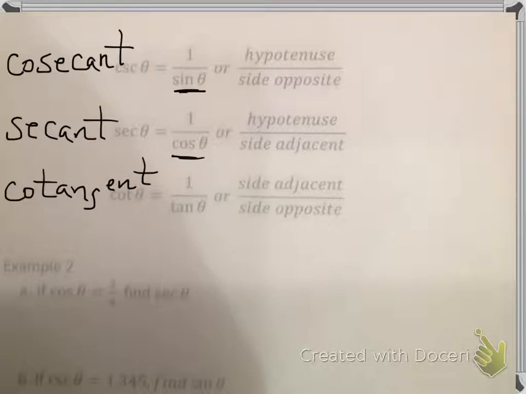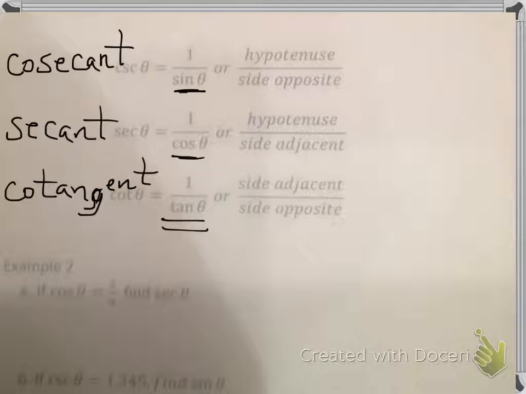Cotangent. I'm sorry, writing with a stylus is difficult, so I apologize for the messiness. They are the reciprocal. That means they are the flip of the other trig function. One easy way to remember this is sine starts with S, and cosecant starts with C. Cosine starts with C, and secant starts with S. So the CS's go together. And then cotangent and tangent. These are the reciprocals, the flip of the trig functions.